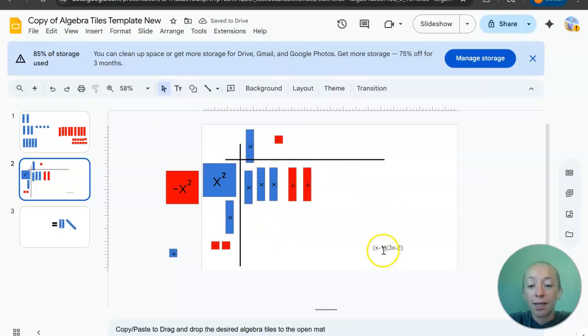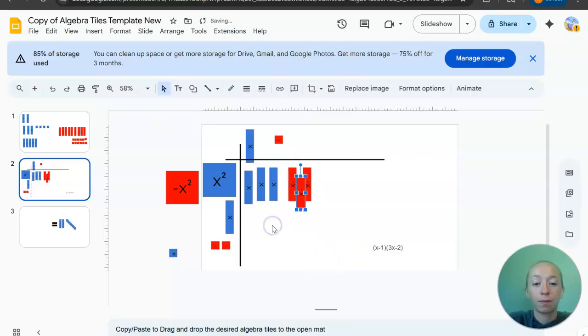Now we go into the second number of the first parentheses times the first number in the second parentheses. So negative 1 times 3x. Negative times a positive is a negative. And anything times 1 is itself, right? So we have 3x times negative 1 is negative 3x.